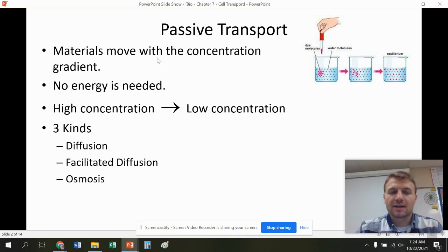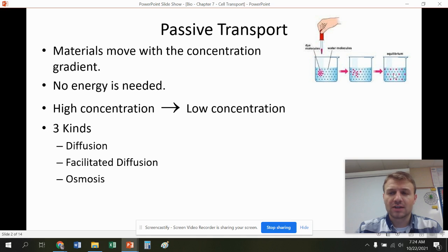Passive, when you think of the word passive, think of no energy needed. So we don't need energy for this to occur. This occurs on its own. You can see here, I do an example in class where I put a drop of food coloring in a beaker, and after a while, without me stirring, without me adding energy, that drop of food coloring is going to color the whole beaker.